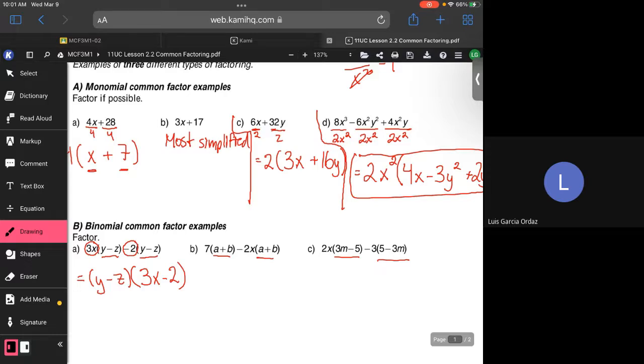So you make sure your brackets are the same. Okay? So that means because y minus z and y minus z are both the same bracket, they're a factor of 3x and negative 2. So you just write it as one bracket, and then 3x and minus 2 combine to become the other factor.